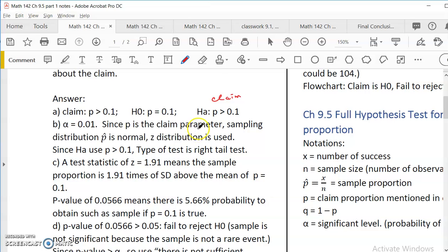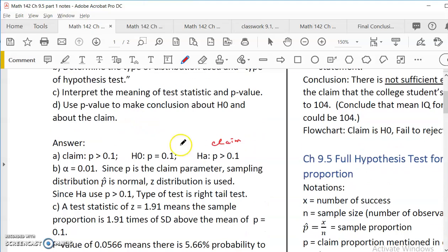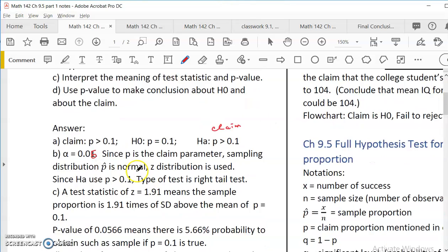And then what do we also want to say? Oh, we want to write down alpha. So alpha, is it given? Oh, alpha is 0.05. I should fix a typo here. It should be 0.05. So which is what is being significant.